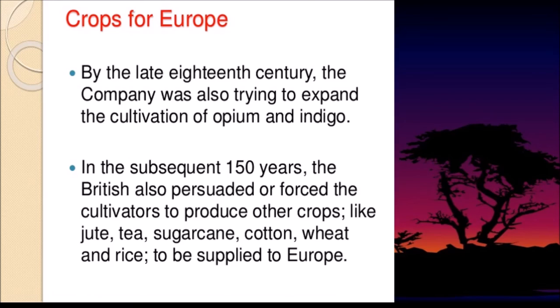Let me say once again: jute in Bengal, tea in Assam, sugarcane in UP, wheat and cotton in Punjab, cotton in Maharashtra, and rice in Madras. So, basically, more emphasis was laid on the cultivation of indigo, but why was it so important to cultivate indigo?